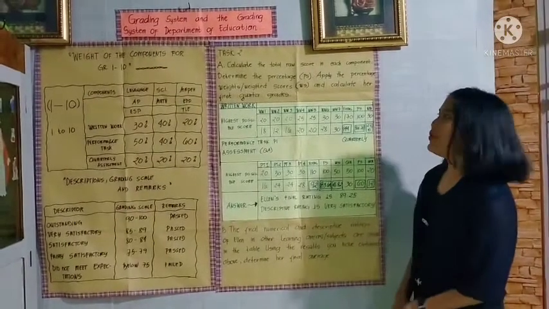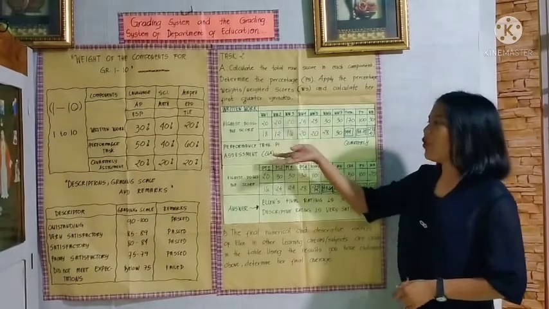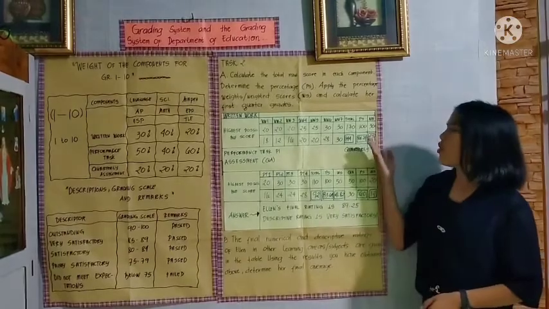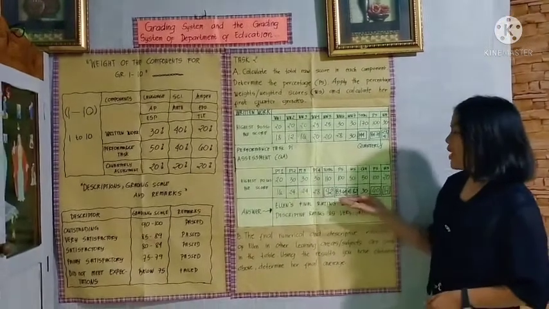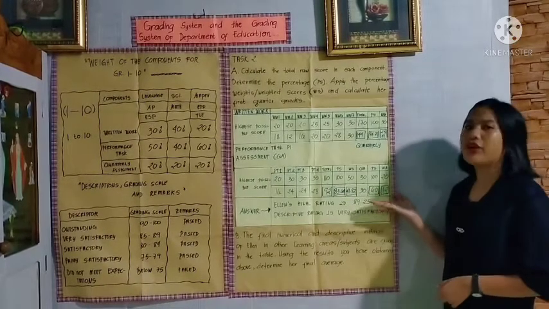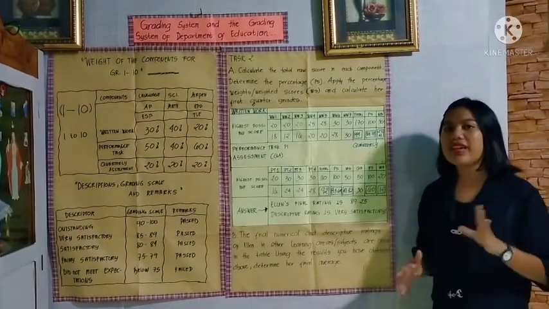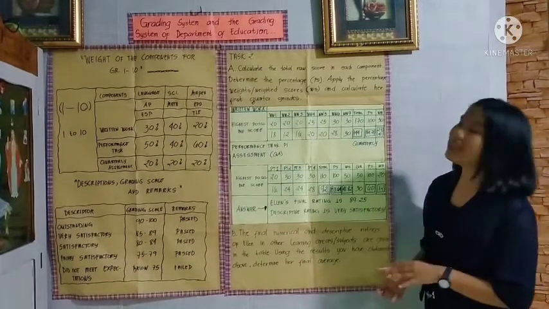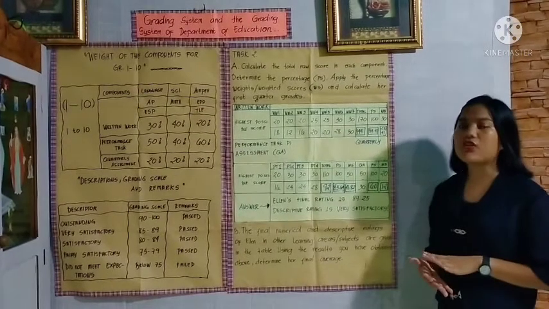So now, we already have all the weighted scores in written work, performance task, and quarterly assessment. In written work, the weighted score is 35.41. In performance task, we have 41.82. And in quarterly assessment, we have 12. So we have to add them all. So the total is 79.23. So 79.23 is not the final grade of Ellen Ramsey in first quarter. It is only the initial grade.